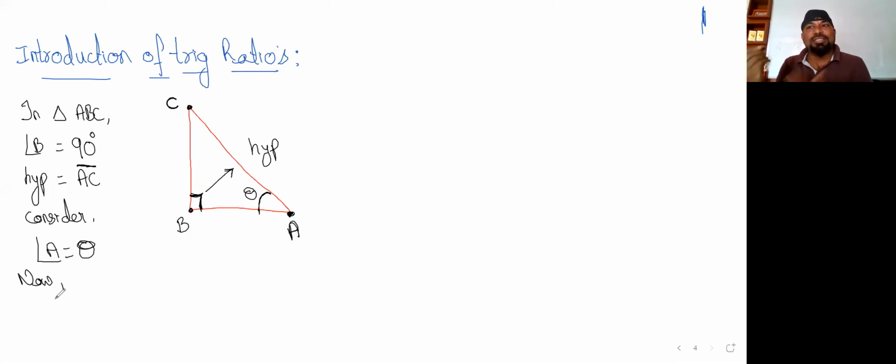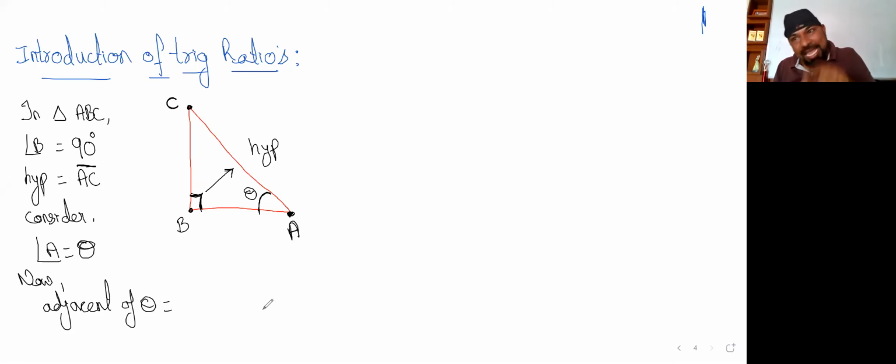What is adjacent and what is opposite? Now let us go for the adjacent of theta. So that theta is at A, so let us take from A. Which side is adjacent to A? Except the hypotenuse, which is the side starting from A? We are starting at A and we are moving this side. So which is the adjacent side? AB is the adjacent side from theta. Now I like to call that side the adjacent side.